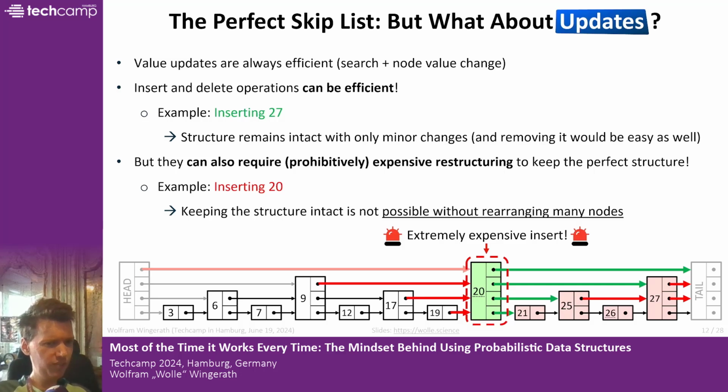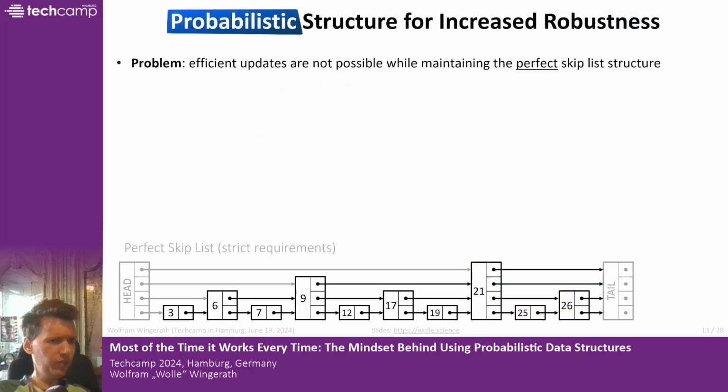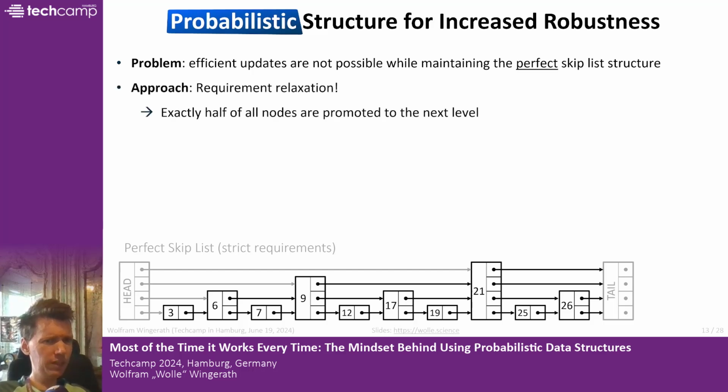This is like the lame part of arrays and linked lists combined. So we don't want this, but how do we solve the problem here? Because the issue is everything is cool, but some updates are super ugly and we can't really make them efficient. And the problem is the perfect skip list structure. That's the core issue here, because our perfect skip list is just not maintainable in an efficient manner.